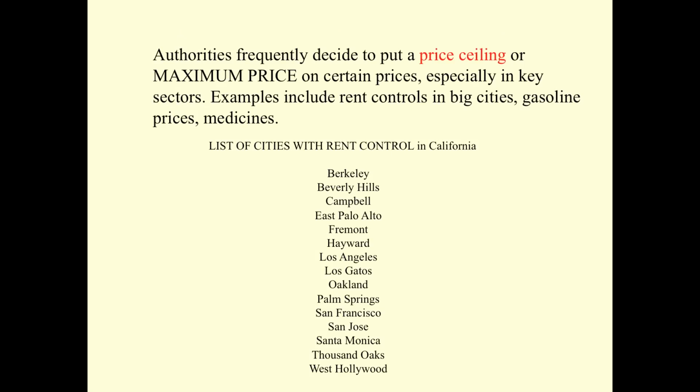Okay, so one type of intervention that a government can put on is a price ceiling. A price ceiling is a maximum price by law that the government imposes so that you may not legally purchase or sell anything at a price above that ceiling, at least not legally. So you find this a lot in developing countries, especially on prices in key sectors like electricity, gasoline, certain types of foods, and medicine. So here, if you look at the slide, there's a list of cities that have rent control. Rent control is just another name for a price ceiling.